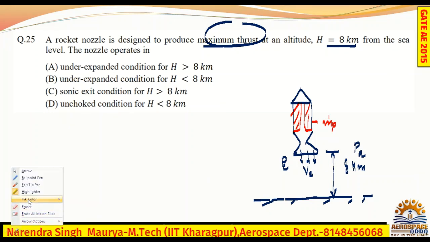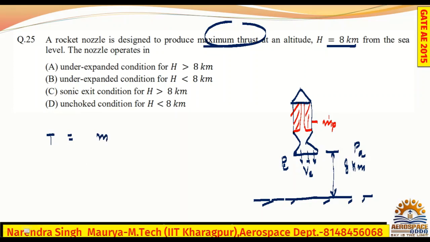What is the formula for the thrust? We are denoting thrust here by F, so we'll take one notation only. F is equal to m dot P into VE plus AE, where AE is the exit area, into PE minus PA. This is the formula.